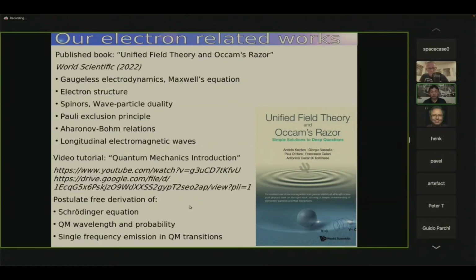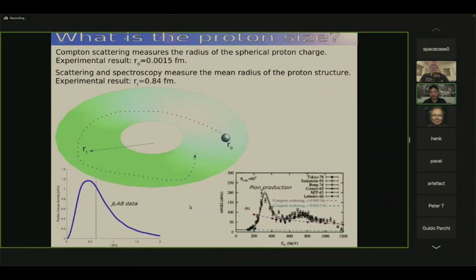Okay, so this is about the toroidal structure of the electron. I will take questions at the end, but now I will move on to the proton. The big question is, once we have this interesting structure of the electron, can we apply the same to the proton? Let's start from the same principles. First, let's clarify what the proton size is. Again, we use the same method. We first consider what Compton scattering says about the spherical proton size.